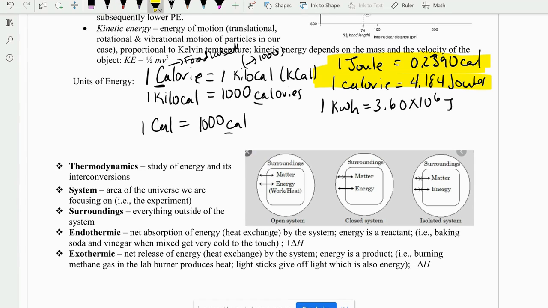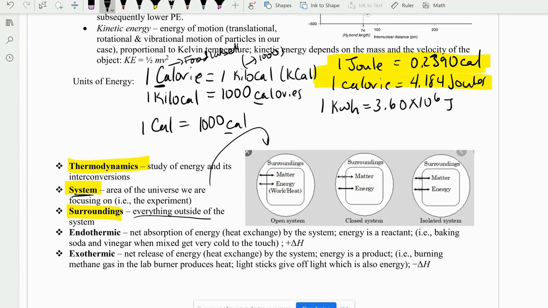Okay, so what is thermodynamics? Thermodynamics is literally the study of energy and its interconversions, or the exchanges. When in chemistry we are talking about the thing we're studying, we're oftentimes talking about the system, okay? So the system is the specific area in the universe that we're focusing on. It's our experiment, it's our investigation, it's the thing we're actually looking at. So anything that is not directly related to the system, anything else around it, would be referred to as the surroundings. So everything that is not intrinsically a part of the system is referred to as the surroundings.